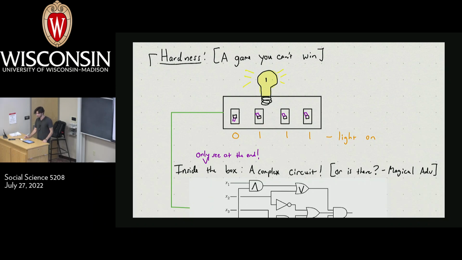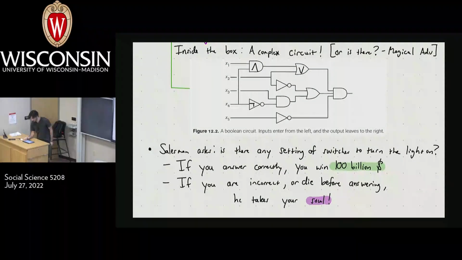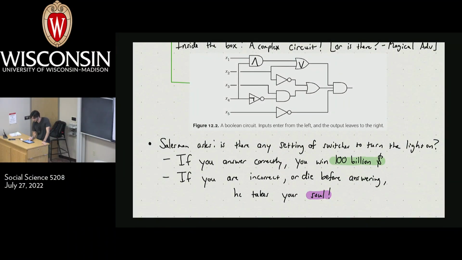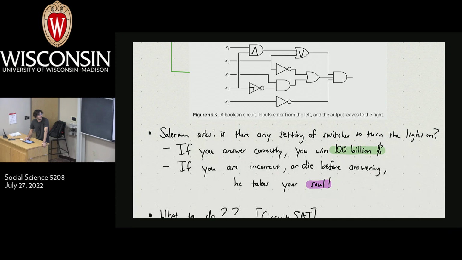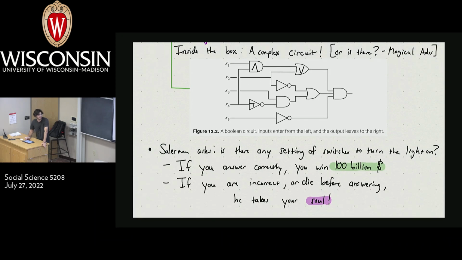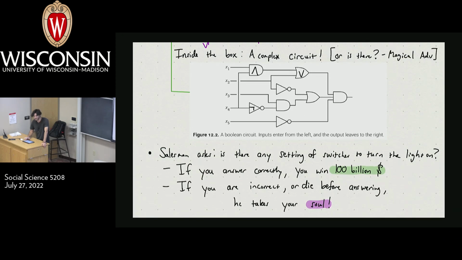And a salesman comes up to you and asks you, is there any setting of these switches so that the light will turn on? If you answer correctly, you win $100 billion, just some ridiculous amount of money. But if you're either incorrect or attempt the problem and die before you answer it, then he will take your soul. And you do not want people having your soul, especially if you watch Supernatural.